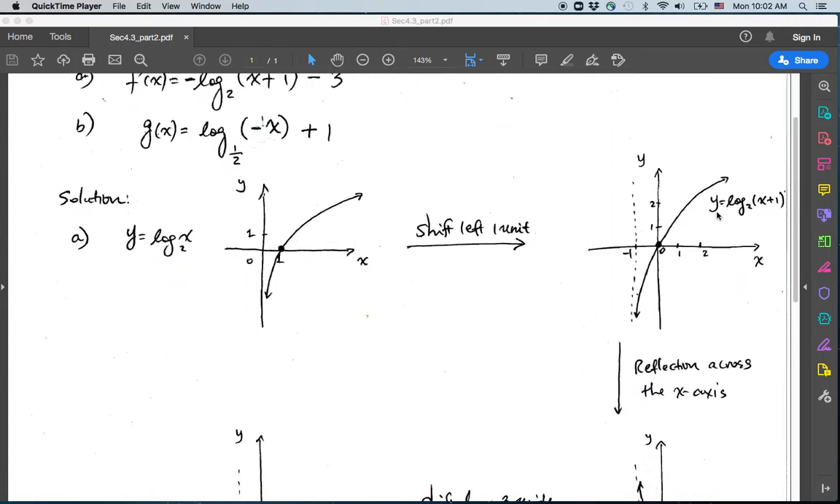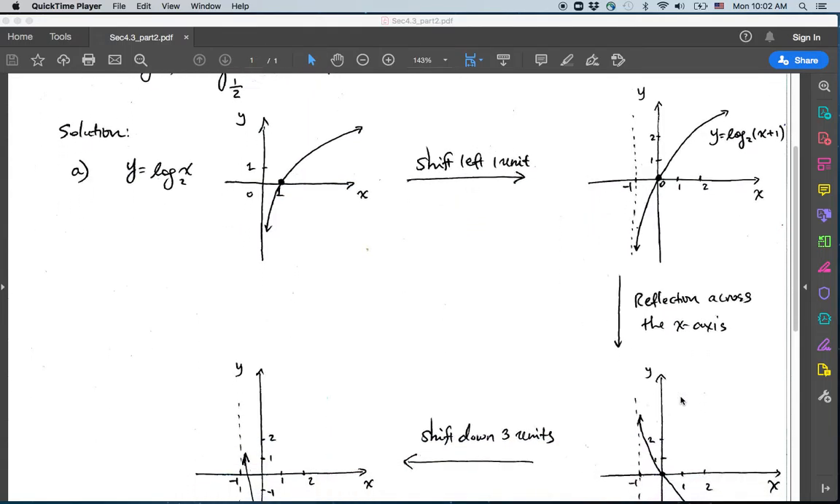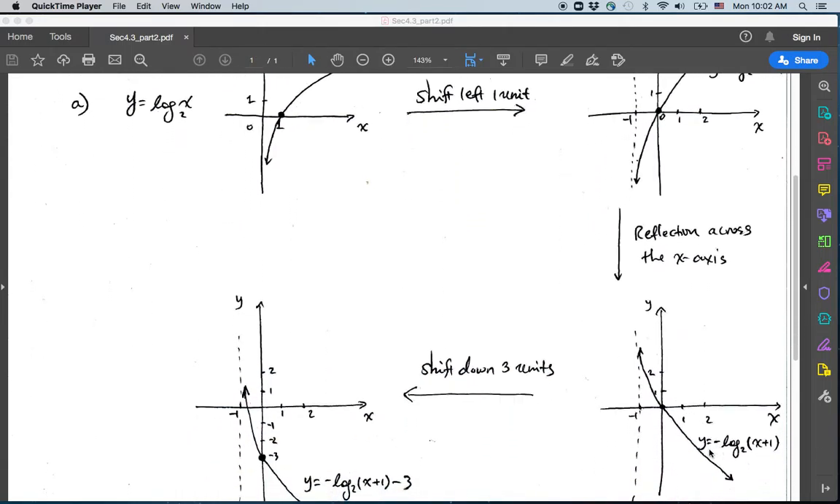Next, we're going to reflect the graph of this function across the x-axis. That's going to give us y equals negative log of (x plus 1) with base 2. Still, x equals -1 is the vertical asymptote. The origin is the x-intercept.